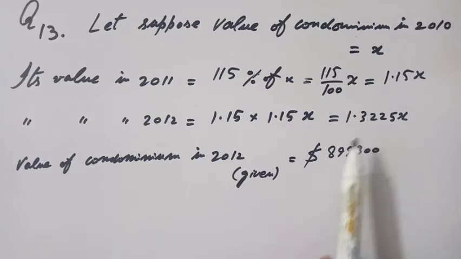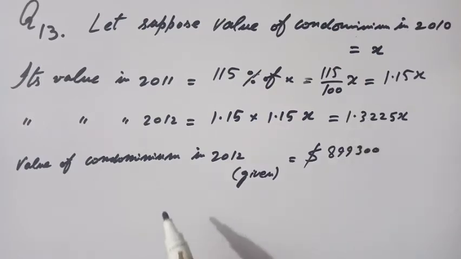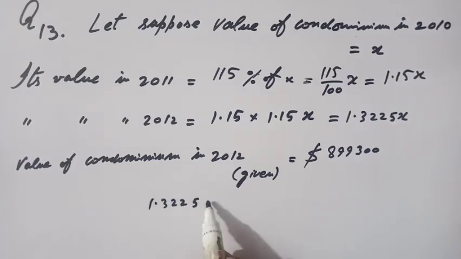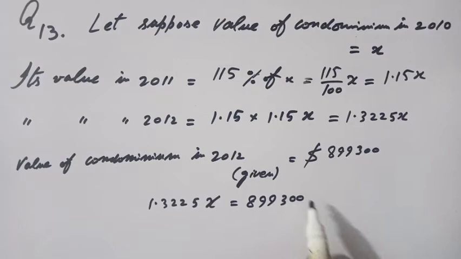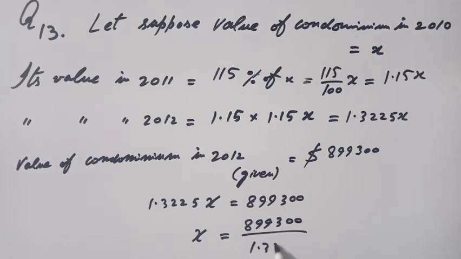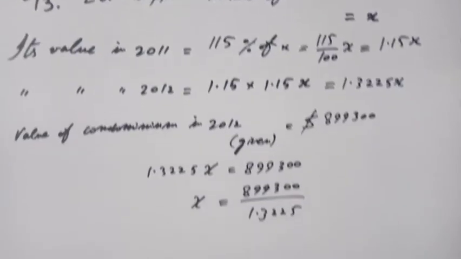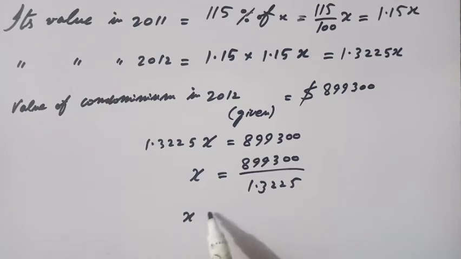Now comparing these two right sides, the equation would be 1.3225x is equal to 899,300. So x is equal to 899,300 divided by 1.3225. Calculate it with a calculator. Yes, how much does it come? x is equal to 680,000.